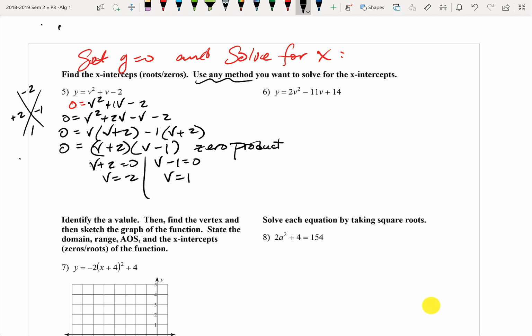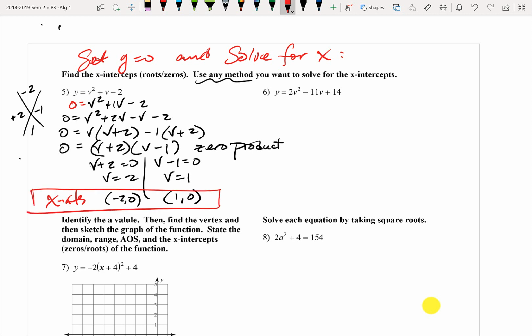So the x-intercepts are -2 comma 0. All right, and the other one is 1 comma 0. So 1 comma 0. Why? Because y equals 0, right? You let y equal 0. So here are the x-intercepts. All right, that's the first one.